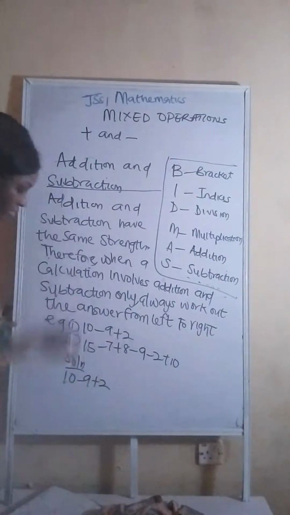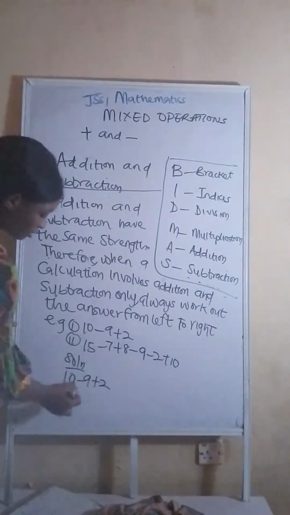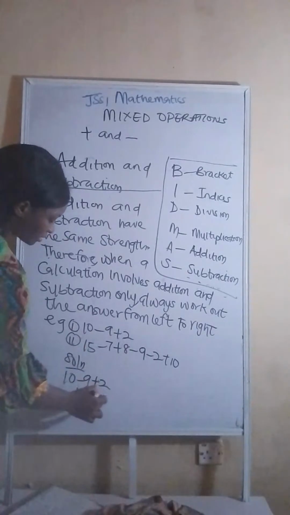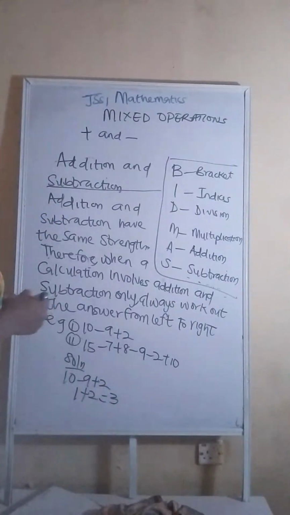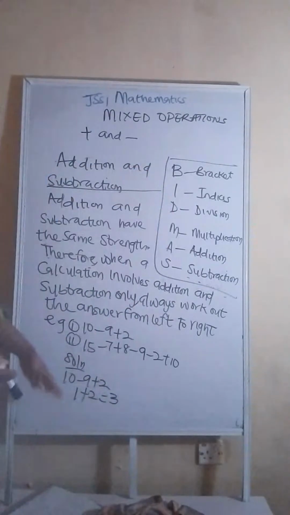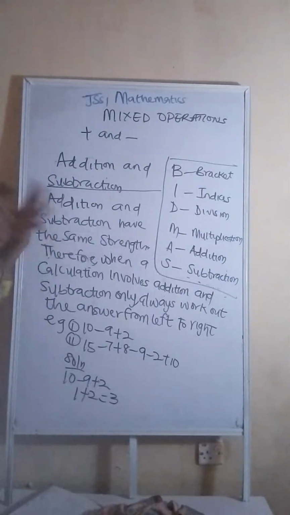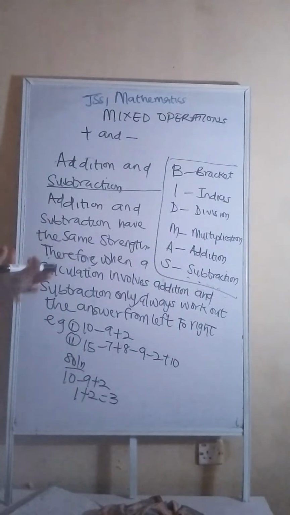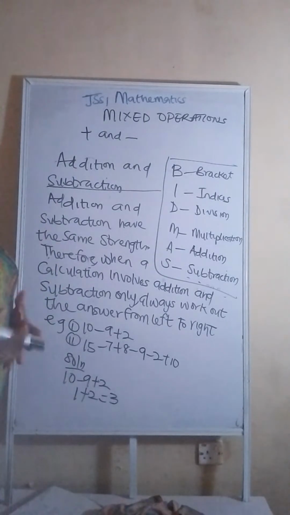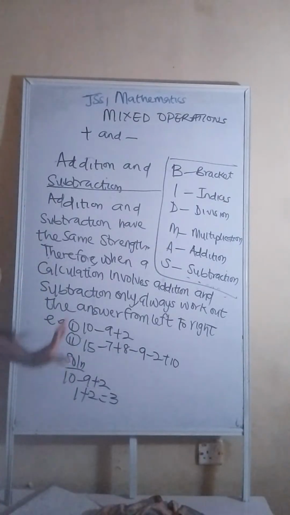Starting from the left, 10 minus 9 is what? 1. Good. Then plus 2. What's our answer? 3. So the rule BODMAS is not applicable here. Instead we're using this explanation to solve anything that involves subtraction and addition. So the rule BODMAS is not applied here. Whenever we are solving an operation involving subtraction and addition, we must ensure that we start from the left to the right, just like the one I did now.